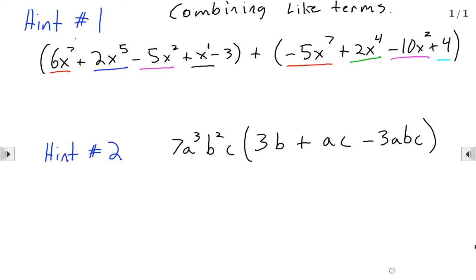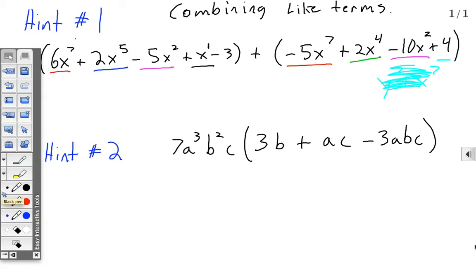You can only add and subtract terms and simplify them if they share a variable base and an exponent. So, for example, you could not combine y to the 7th and x to the 7th. Yes, they have the same exponent, but they have different bases, so this would not be a good example of combining like terms. So let's actually go ahead and get started.